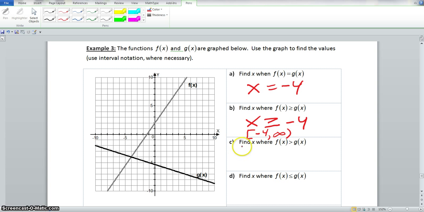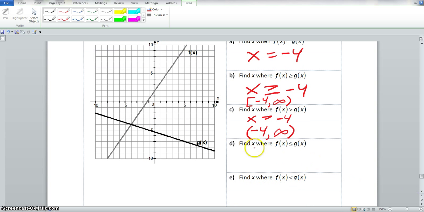Now we go to C. It says find x where f of x is greater than g of x. So we would basically use this same inequality, except we would take the or equal to off of it. So it'll be x is greater than -4, because we know at -4, f of x and g of x are equal. But everything greater than -4, f of x is greater than g of x. So in interval notation, we still would start with -4 and go to infinity. But instead of a bracket, it would be a parenthesis because -4 is not included in this answer.